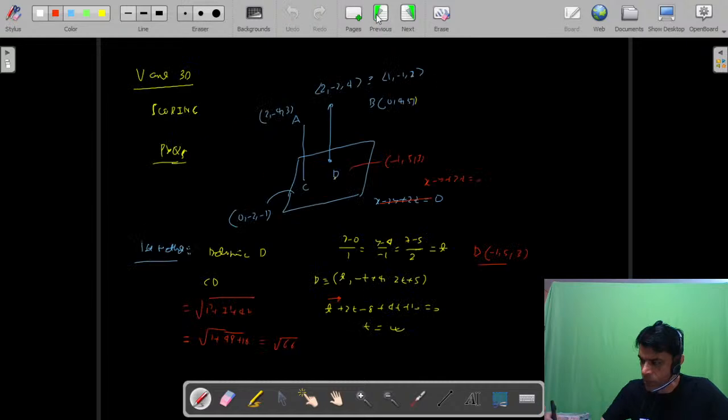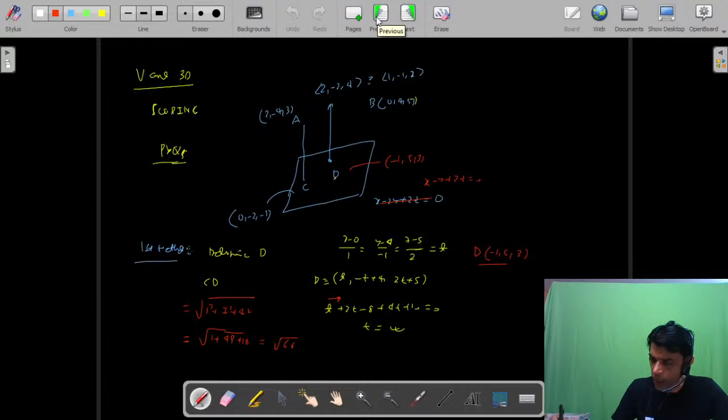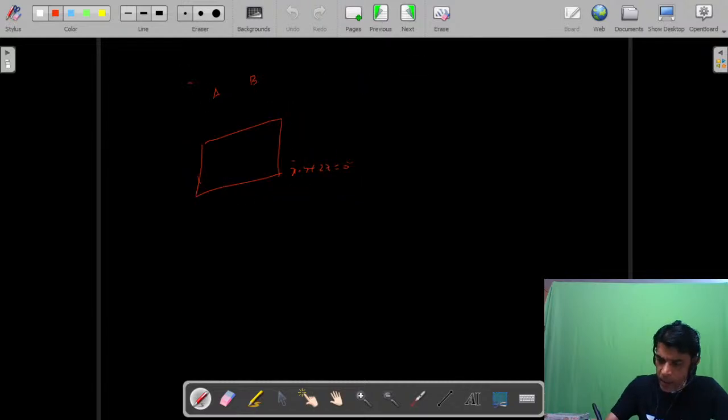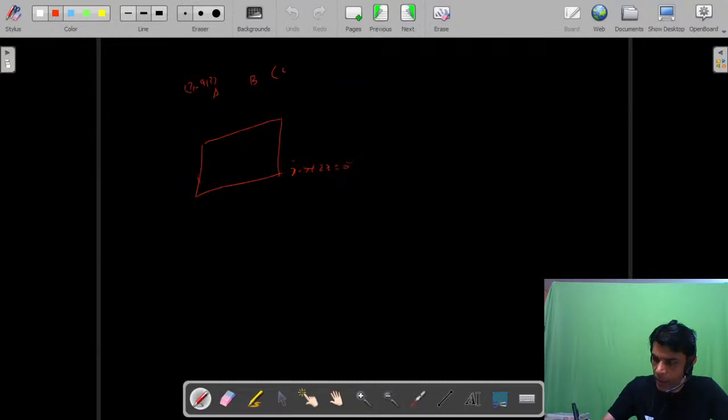X minus y plus 2z is 0. That is what we get. Here you have A, here you have B, and the A coordinates are 2, -4 and 3, and the B coordinates are 0, 4 and 5.